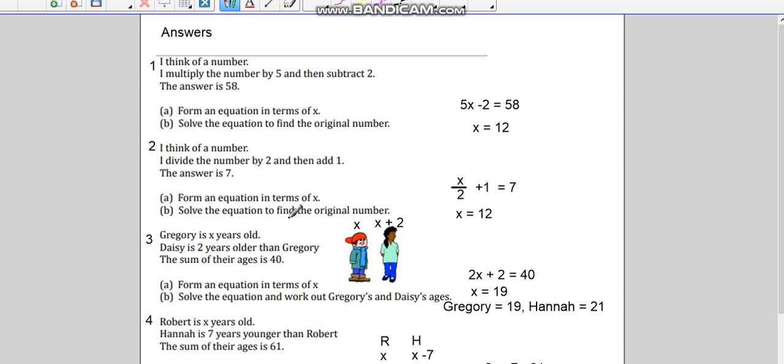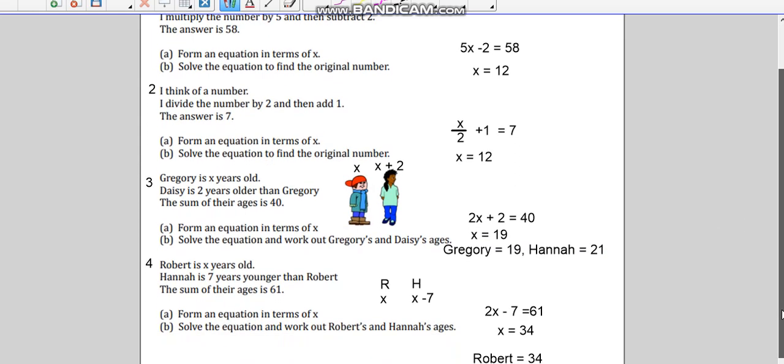Question 3, Gregory is x. So I've put an x on Gregory. Daisy is 2 years older, so she's x plus 2. Okay, the sum of their ages is 40. So your equation is 2x plus 2 equals 40, and that comes from adding these together. And if you solve that, you get x is 19. Okay, well we were told that Gregory was x, so Gregory is 19 and Daisy is 21, 2 years older.